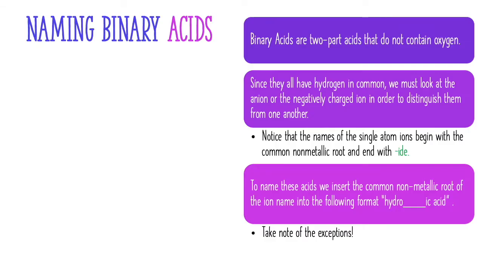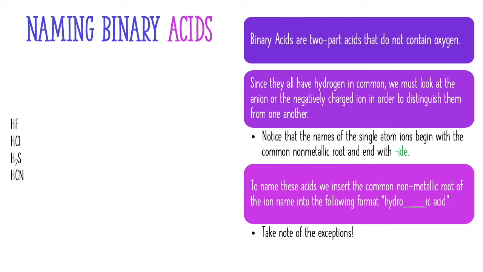All right, so let's first talk about how to name binary acids. Binary acids are two-part acids that do not contain oxygen, and that's the big thing here, is that they just don't have oxygen in them. So some examples of binary acids would be these over here that just popped up onto the screen. I have hydrogen fluoride, hydrogen chloride, dihydrogen sulfide, and hydrogen cyanide. Those are the common names that we used when we learned how to name compounds like this before. But now we're going to learn how to give them their acid names.